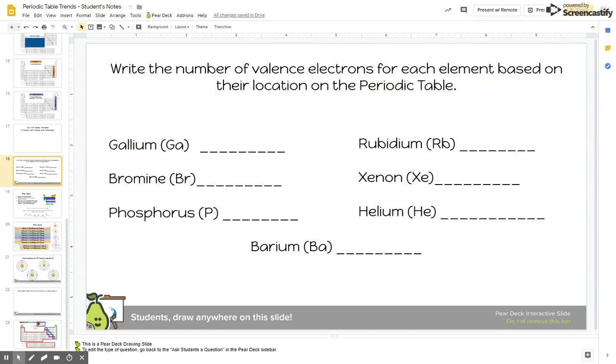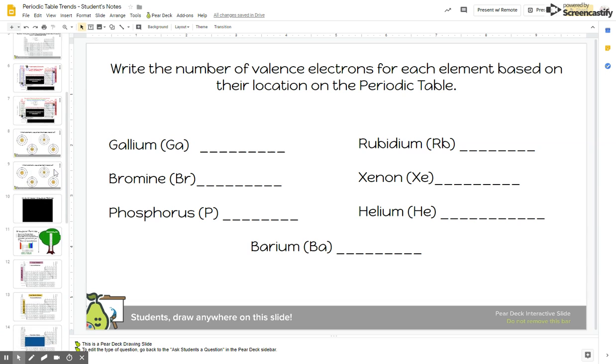So today in class, we first started out by reviewing our number of valence electrons for each element based on their location of the periodic table. So you are able to look up these elements on your periodic table and automatically know their valence electron number by their group number. And remember, your group number is found at the top of your periodic table.